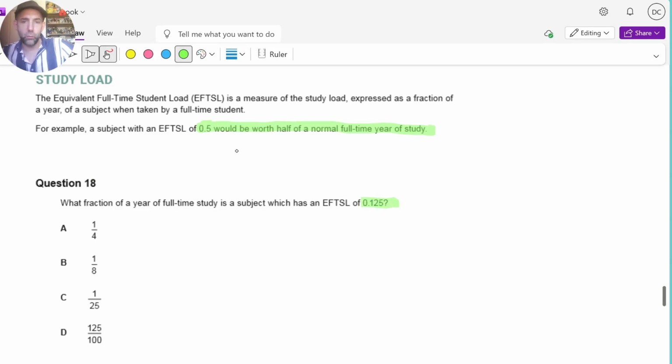So 0.125 is one of these fractions or percentages I strongly recommend you remember. I'm just going to break it down from here.